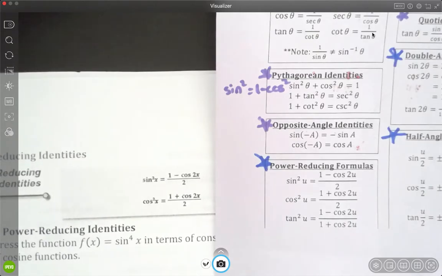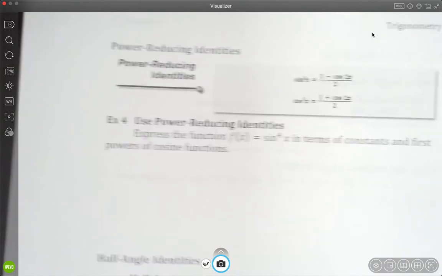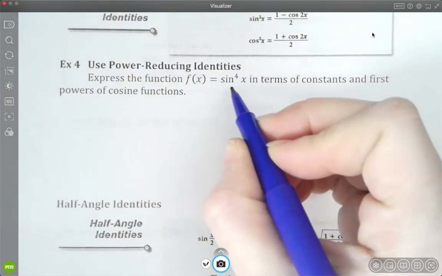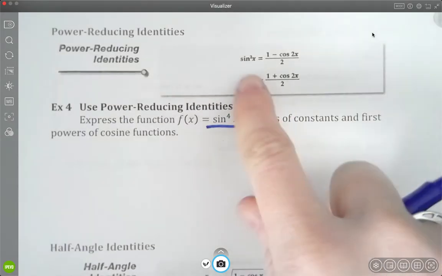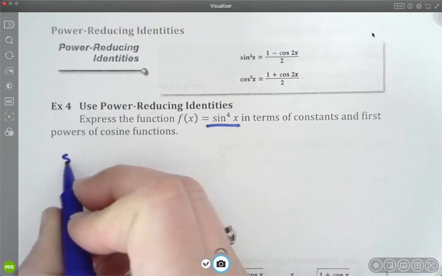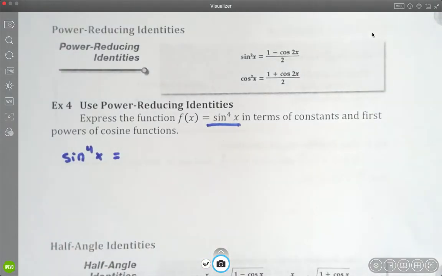In example 4, I told you this yesterday, they're testing your knowledge of how you break things down and if you know how to do algebra, basically. This is like advanced algebra. Sine to the 4th power of x, okay? We want to break that down, but the only thing that I know is sine squared. So we kind of have to rewrite it a little bit differently to start with. Sine to the 4th power x, we need to break it down before we start plugging things in.